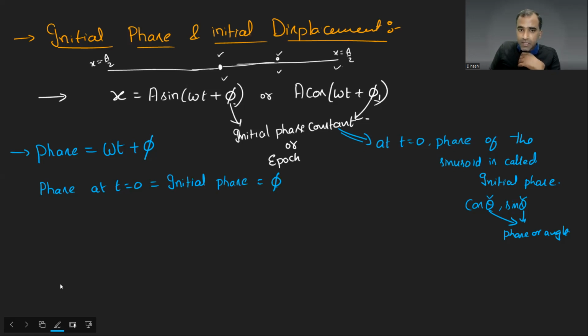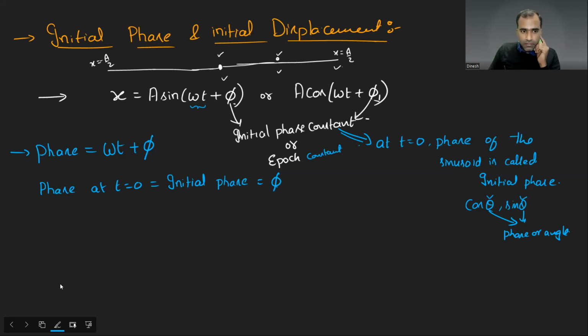Which means this part is a variable. With time, this part changes. The other part is a constant part. That's why we call it the phase constant or epoch constant. They also call it the epoch constant. So this constant that is there after omega t. In omega t, omega is the angular frequency, t is the time. Time is a variable here. Omega is constant, and it represents the angular frequency. Phi is also constant. It represents the initial phase.